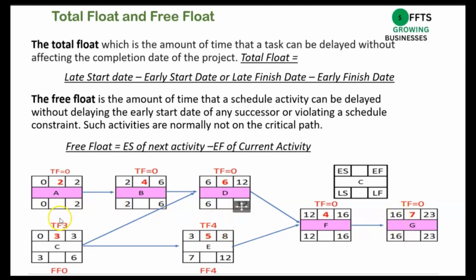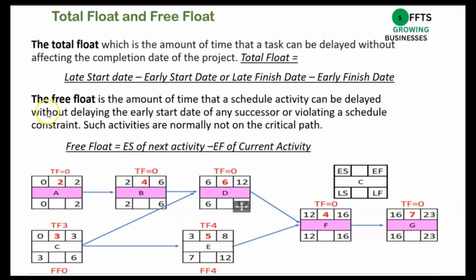However, the activities on the non-critical path have slack. For instance, the late finish date of activity E is 12 and the early finish is 8. So there's a 4-week slack on activity E. Similarly, on activity C, the late finish date is 6 and the early finish date is 3. You have a total float of 3 on both sides.